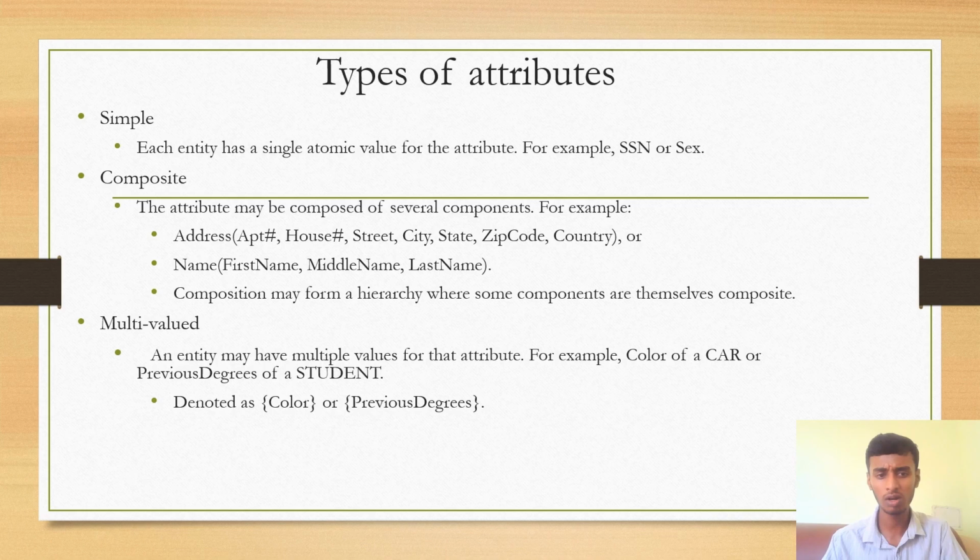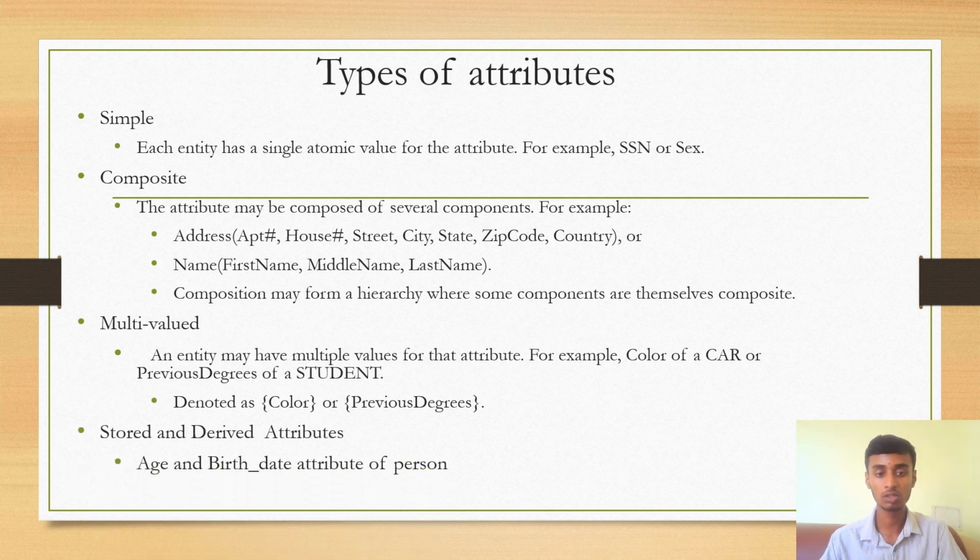What is this multi-valued? An entity may have multiple values for an attribute. Example, like color of a car. The color may be red, green, blue, etc. And if you take the phone number also, the person may have not only one, more than one phone number. If you take the degree for a lecturer, he will have B.Tech, M.Tech, PhD, and so on.